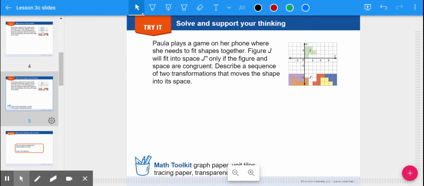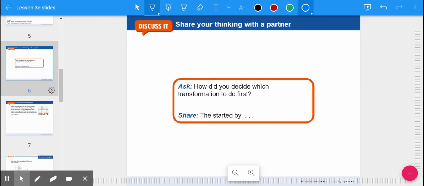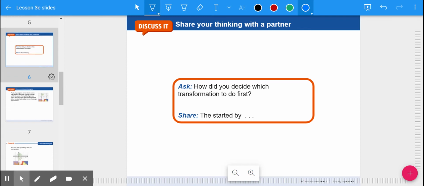And that's what I'd like you to do. So go ahead and try it on your own. And we'll see if your way to get it there is the same as my way or maybe someone else's way. So now that you tried it, how did you decide which transformation to do first? What did you do second? Will it fit? Were you descriptive enough in how you did it? So think about that.